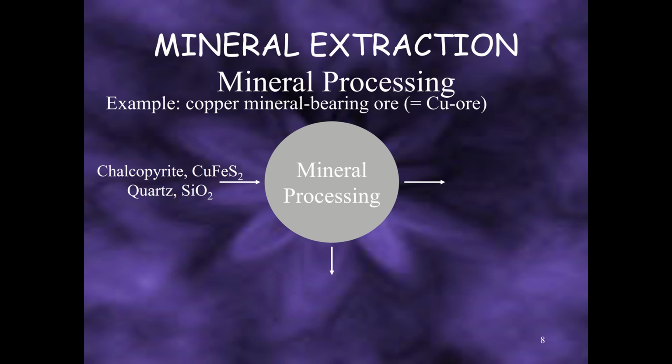For example, let's imagine a copper mineral bearing ore, which is chalcopyrite, CuFeS2, in an ore that also contains silica or quartz, SiO2. If we would like to produce copper, we first have to separate chalcopyrite from quartz through mineral processing. We apply some special processing, and we will have CuFeS2 in our desired stream and SiO2 in our undesired stream.